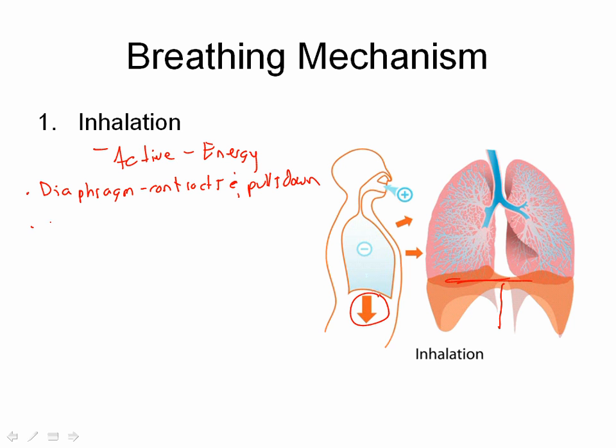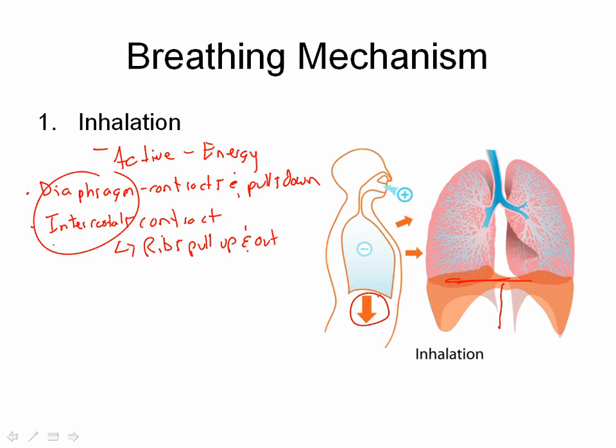The other thing is the intercostals are contracting as well, and this causes the rib cage to pull up. So the ribs pull up and out. The whole reason these two things are so important is that when the ribs pull up and out and the other end pulls down, it increases the volume of the lungs.